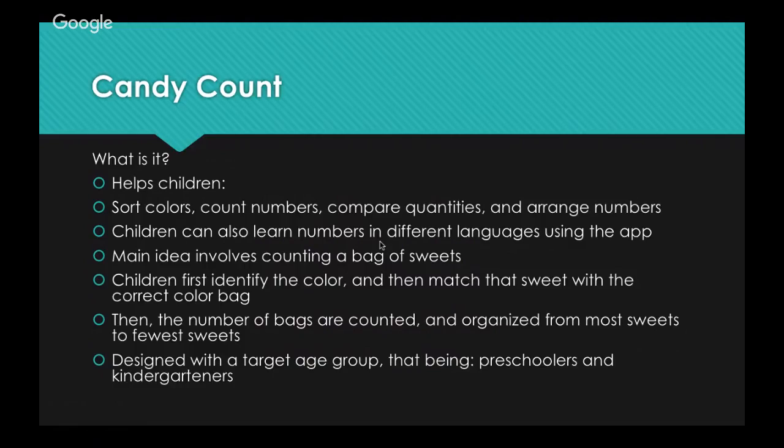The next app is Candy Count. This helps children sort colors, count numbers, compare quantities, and arrange numbers. Children can also learn numbers in different languages using this app. The main idea involves counting a bag of sweets. The children first identify the color and then match that sweet with the correct color bag. Then the number of bags are counted and organized from the most sweets to the fewest. And it is designed with a target age group, which is preschoolers and kindergartners.